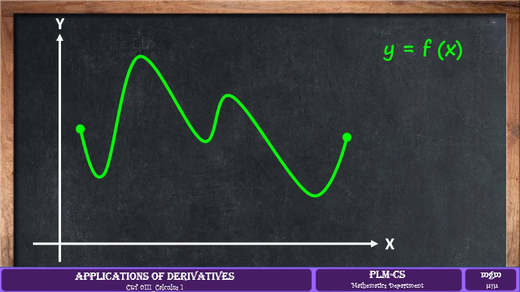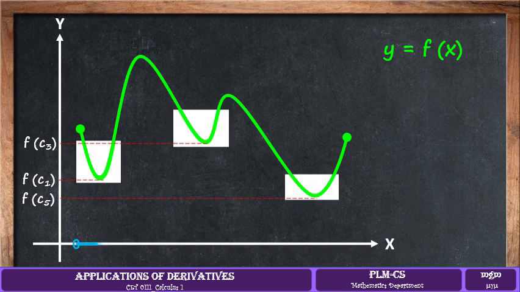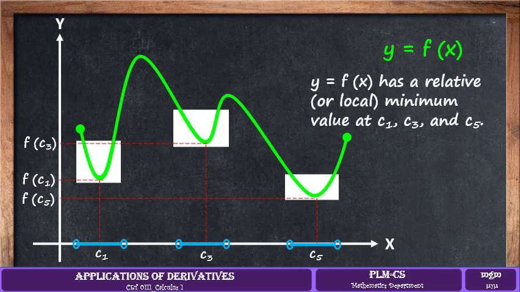Similarly, it is pretty clear that there are three relative or local minima, namely f of c sub 1, f of c sub 3, and f of c sub 5. Thus, we can find three spots on the graph wherein we can construct open intervals on which the function value at that critical number is the lowest value in comparison to the nearby values on that open interval. Thus, in this case, y equals f of x has a relative or local minimum value at c sub 1, c sub 3, and c sub 5.